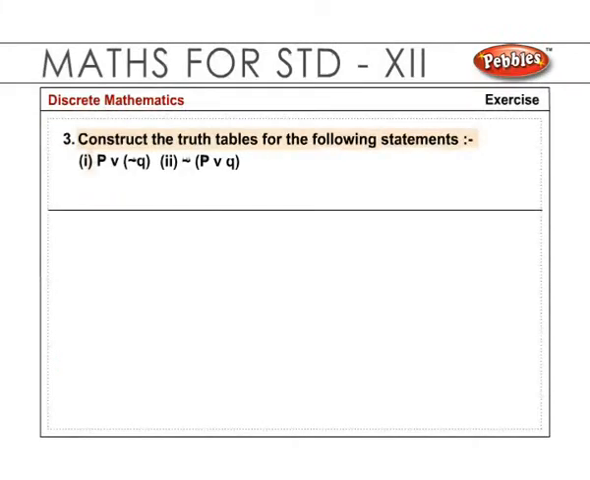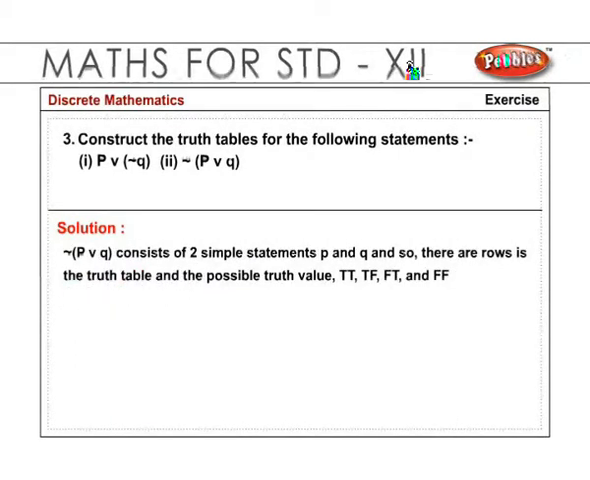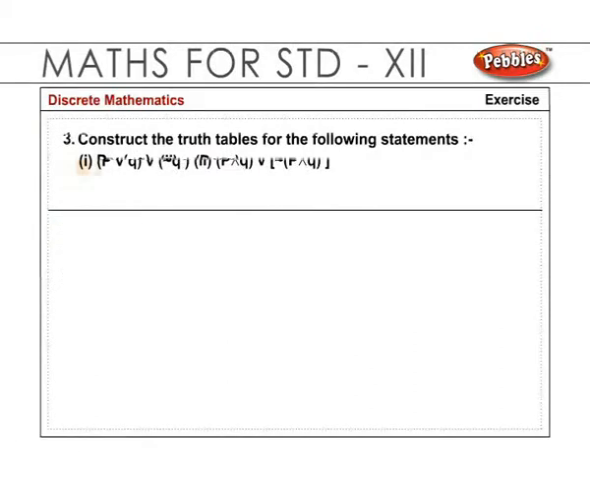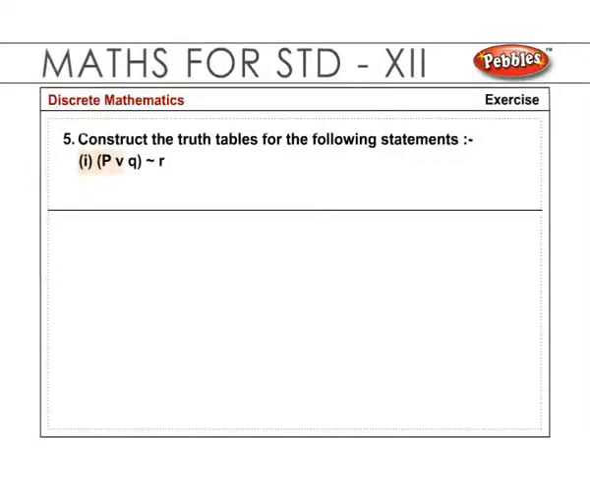Construct truth tables for the following statements. P or negation Q. Negation P or Q. P and Q or negation Q. P and Q or negation P and Q. P and Q and negation R.